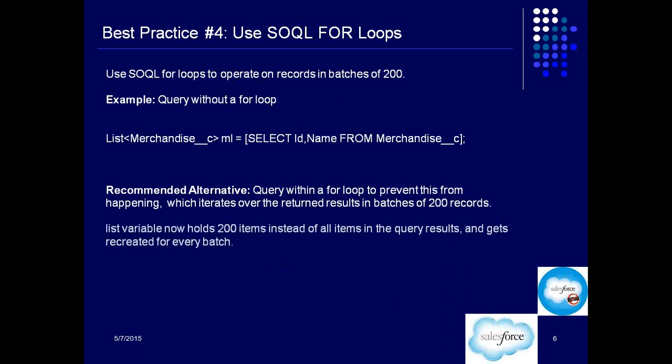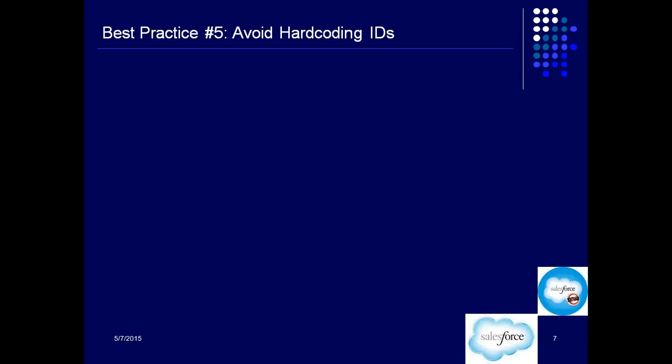Okay, so your list variable now holds 200 items instead of all items in the query results, and gets recreated for every batch. So it actually performs it in batches, and you will be able to deal with a huge set of data. And every batch is performed as one transaction. So basically, your governor limits also get refreshed when you're using that SOQL for loop.